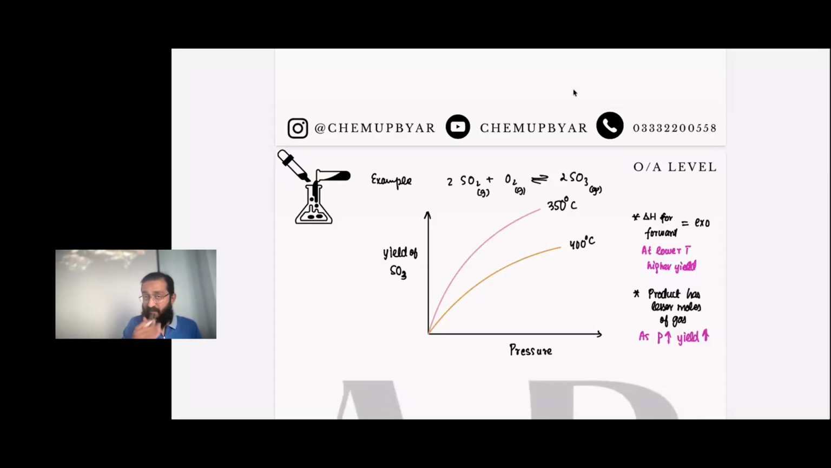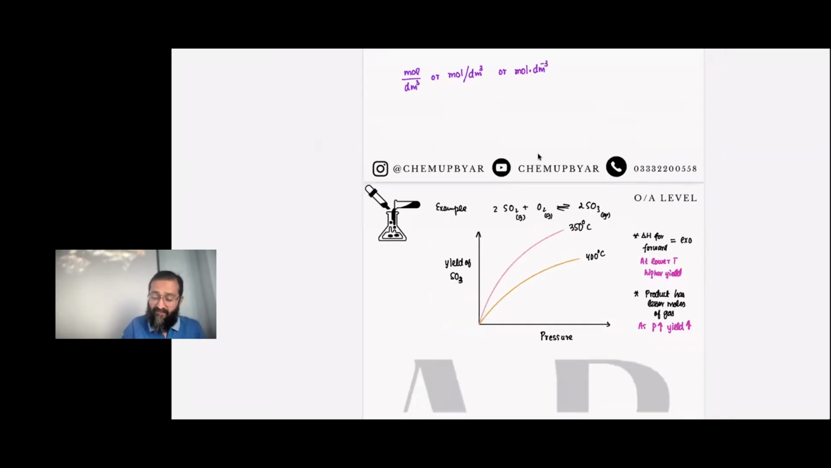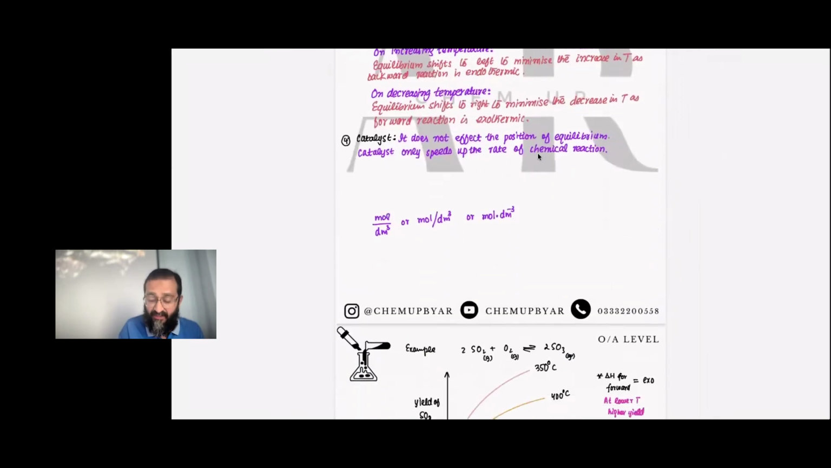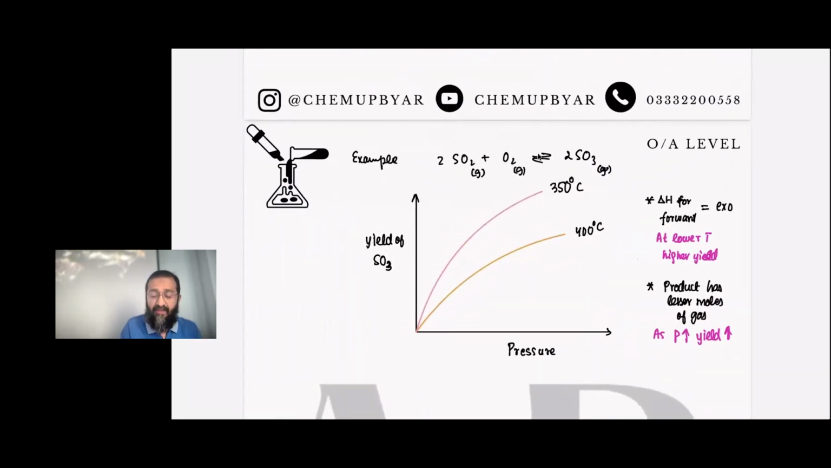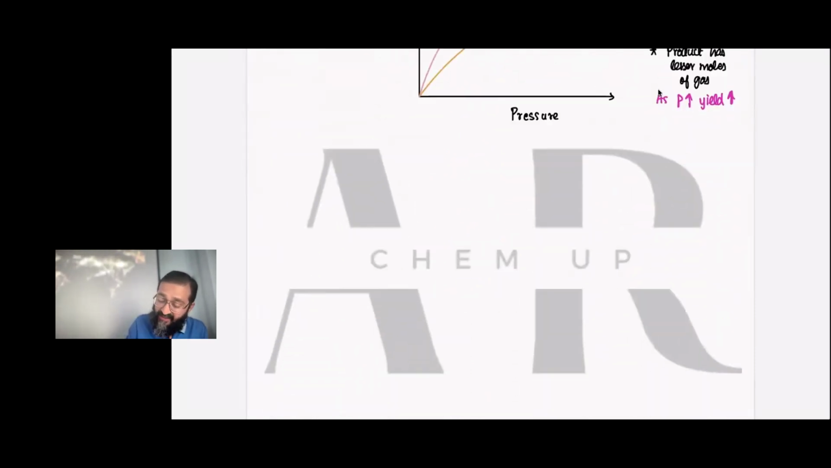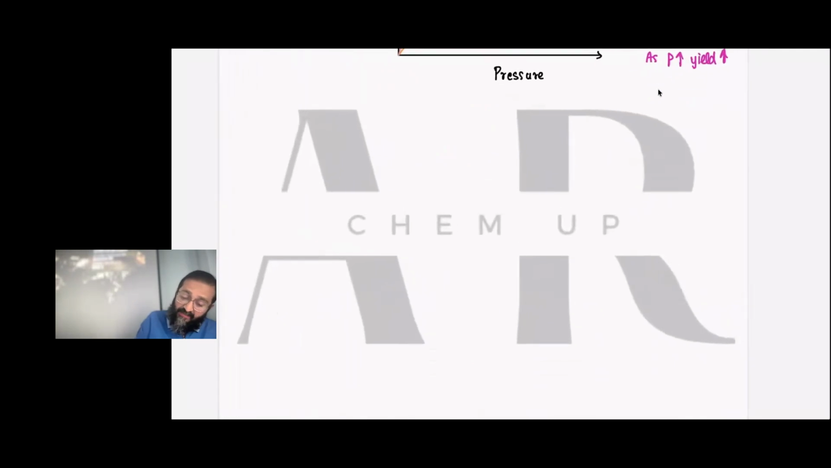Assalamu alaikum everyone. In the last class, we discussed all the factors which can affect the equilibrium position, and how from certain data we are able to predict whether the forward reaction is exothermic or endothermic. Now we are going to move towards the equilibrium expression.